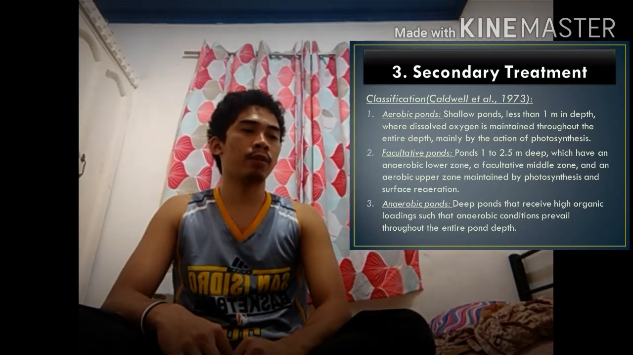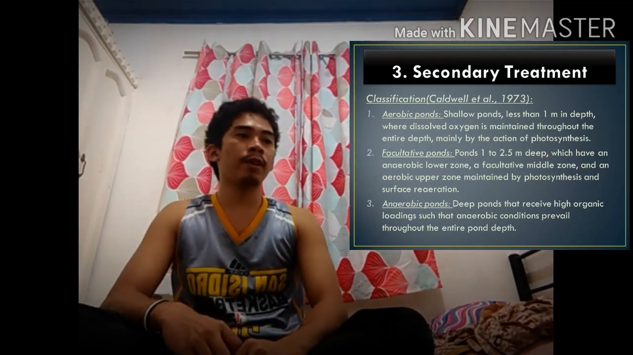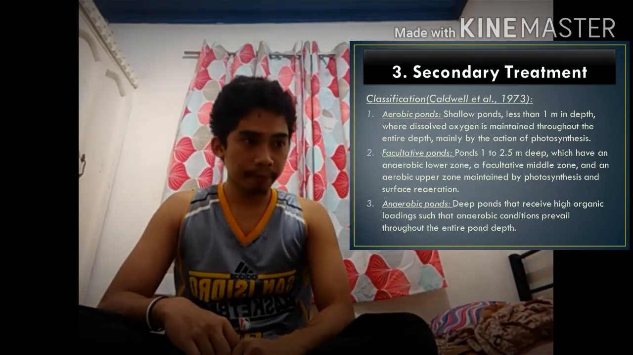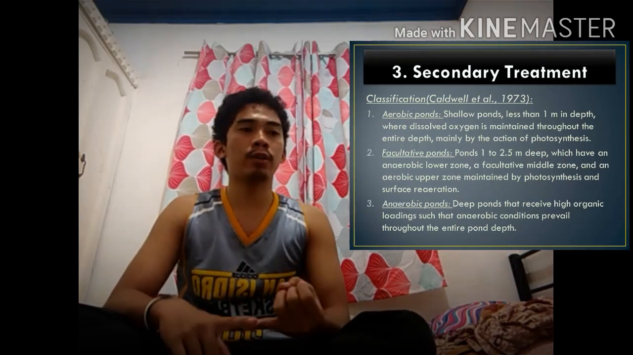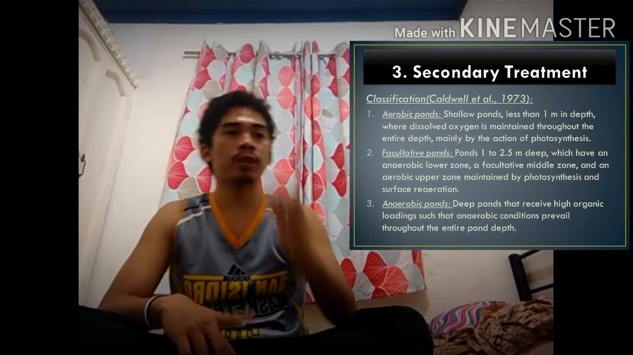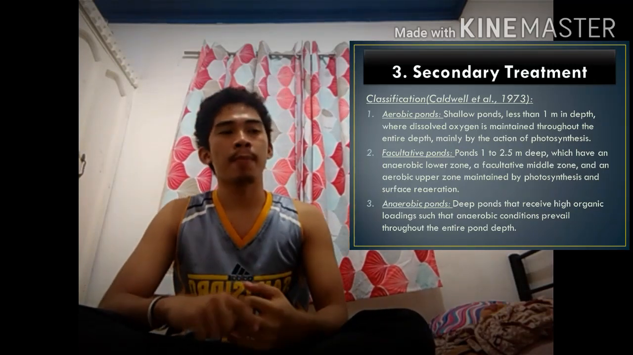The second classification is the facultative ponds. These are ponds 1 to 2.5 meters deep, which have an anaerobic lower zone, a facultative middle zone, and an aerobic upper zone, maintained by photosynthesis and surface aeration. In this classification, a pond has three zones: the lower zone, which is anaerobic, the middle zone, which is facultative, and the upper zone, which is aerobic, maintained by photosynthesis and surface aeration.